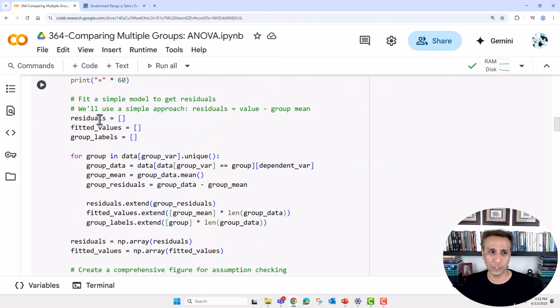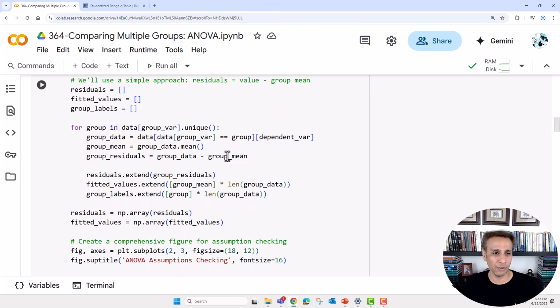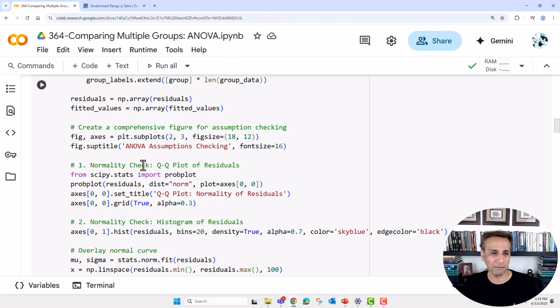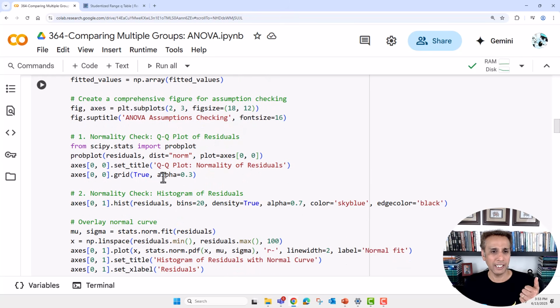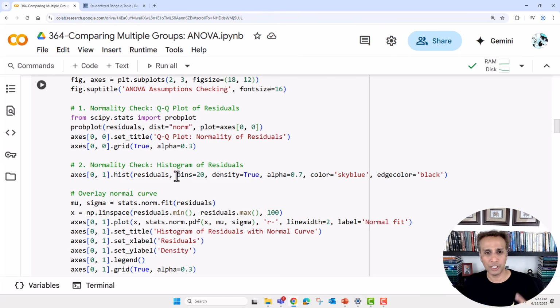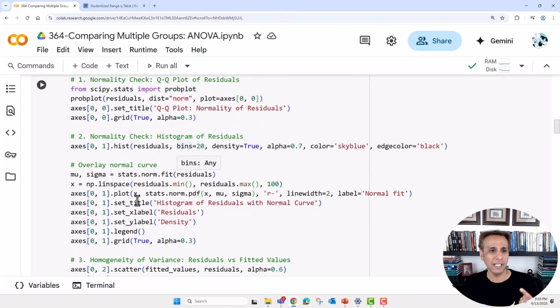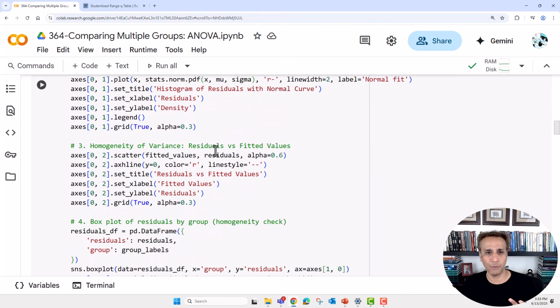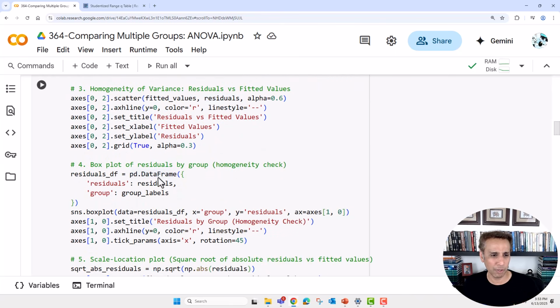So we look at the residuals, for example, and we'll use the simplest approach, like value minus group mean. I mean, we discussed all of this as part of our tutorials. And I'm checking normality. You have to check that first. There are multiple ways: a QQ plot, and a histogram of residuals is another one, and we are overlaying that. And for homogeneity of variance, we are just looking at those plots and a box plot.